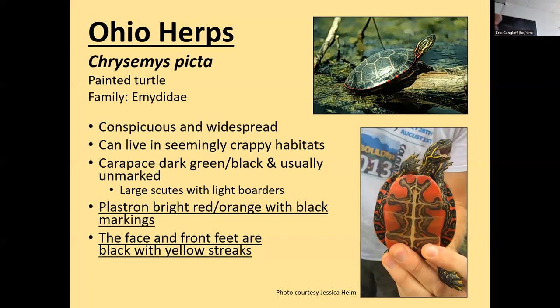Their carapace is generally dark green or black and doesn't really have many colors, but then you see these bright color patterns on their plastron, as well as the underside of the marginal scutes of their carapace. Also, you can see the front hands and feet have these yellow stripes that often allow you to identify them from a distance. And we saw one or two of these guys basking up at Gallant Woods.